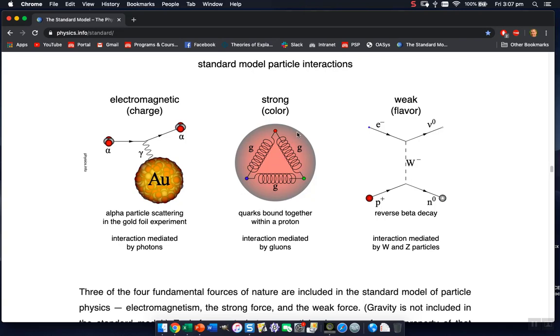Within a proton, you've got your 3 quarks, and the gluons are holding the quarks together. So the gluons are the bosons. Sorry, I've made that mistake again. The gluons are the bosons that hold quarks together in the atom. And this is a decay of a beta particle, which is a decay of a proton into a neutron, releasing a beta particle, which is mediated by the W boson.